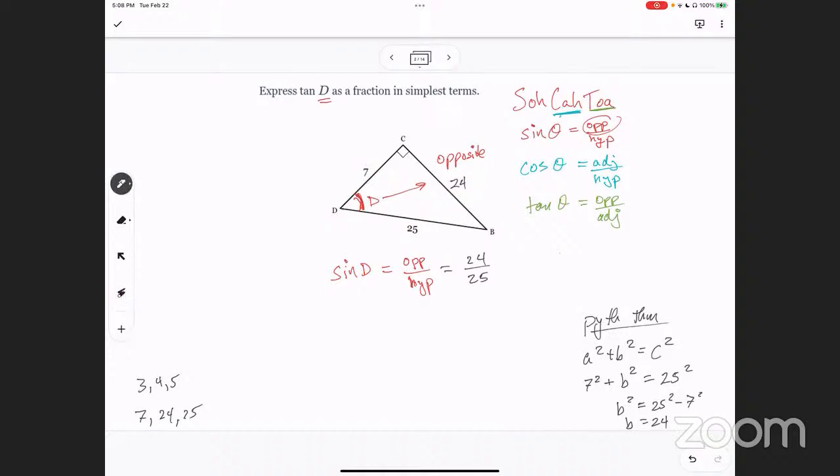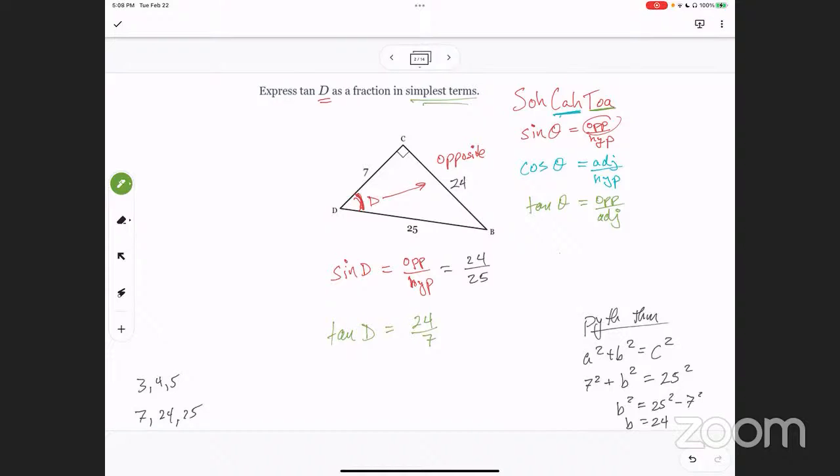Got it? All right. So I did that, so now I'm going to make you do this problem. What's the tangent of D? The tangent would be opposite over adjacent, so it would be 24/7. Very good, 24 over 7. And if it reduces, reduce it because it said in simplest terms, but it doesn't.